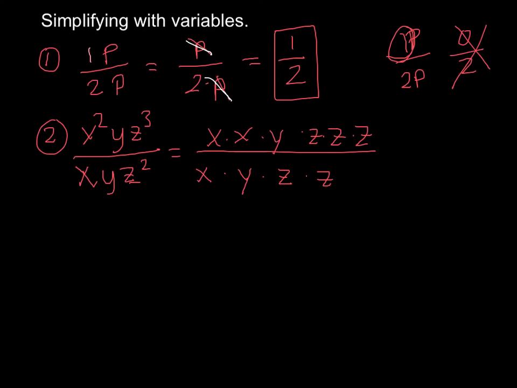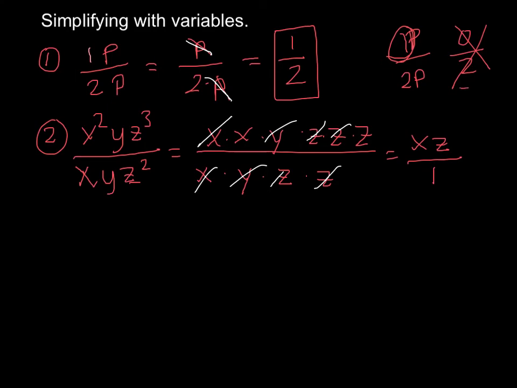Okay, now I have to go through and cross off the ones that are the same. I have an x and an x. A y and a y. Z, z, z, z. So now I have to go back and see what I have left. On the top, I have x, z. On the bottom, what do I have, you guys? Do I have a 0? I don't have a 0. I have a 1 because remember, in front of all of these numbers was a 1. So I have it over 1.